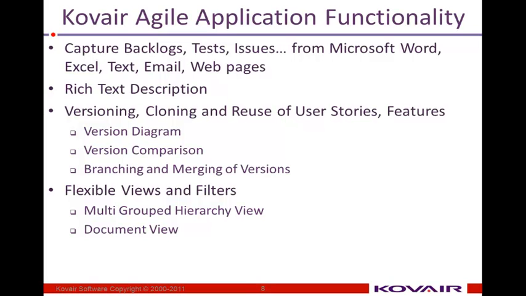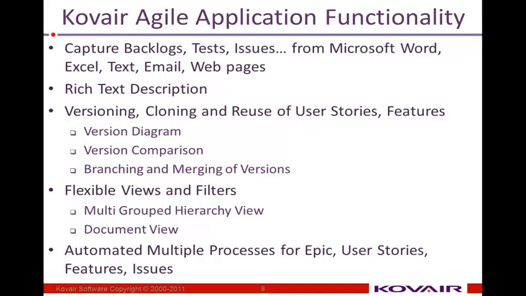Kovair includes a number of different ways of looking at a number of different items. So for example, if you have thousands of issues or user stories, you do not work with all the 1,000 items simultaneously. You work with only a few items. So Kovair gives you tools like views and filters and search, etc., which allow you to go into only those items very quickly. We have talked about the process, so you can actually create multiple processes for each of the different entities in Kovair.